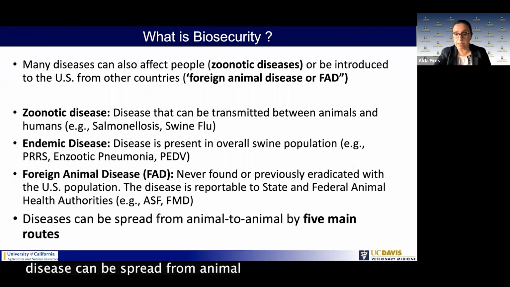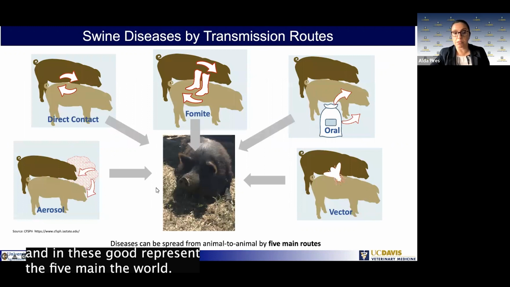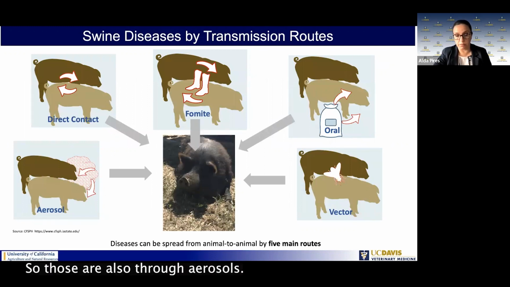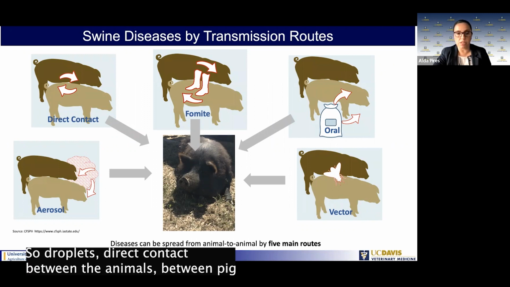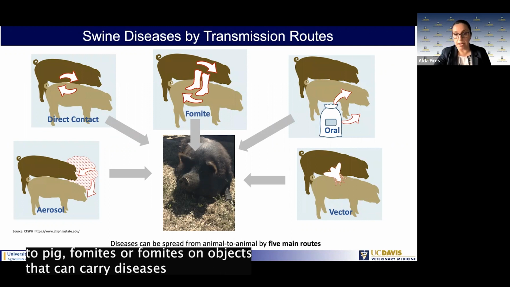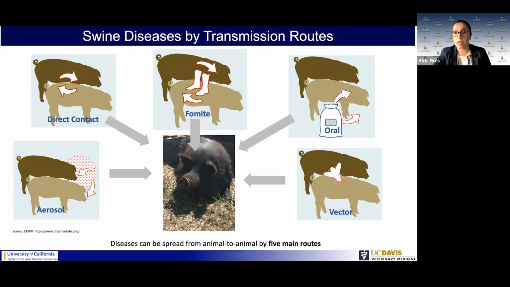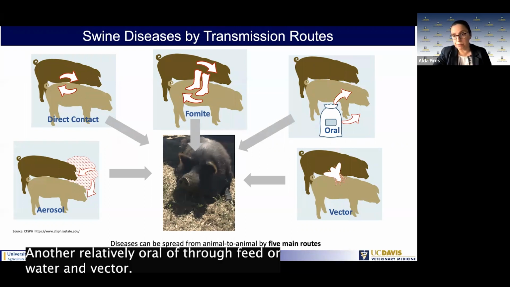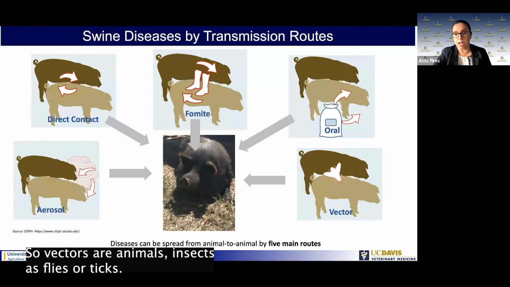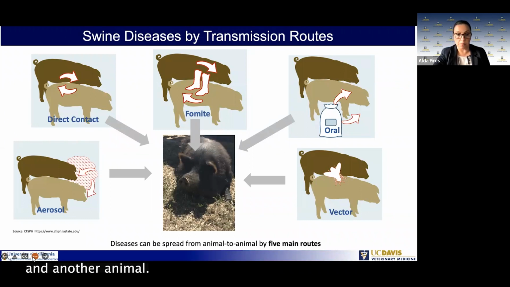Disease can be spread from animal to animal by five main routes, and this graph represents them. Those are aerosols, so droplets; direct contact between the animals, pig to pig; and fomites. Fomites are objects that can carry diseases, such as our boots, coveralls, vehicles, and so on. Another route is oral, through feed or water, and vectors. Vectors are animals or insects, such as flies or ticks. They can carry disease and transmit it from one animal to another.